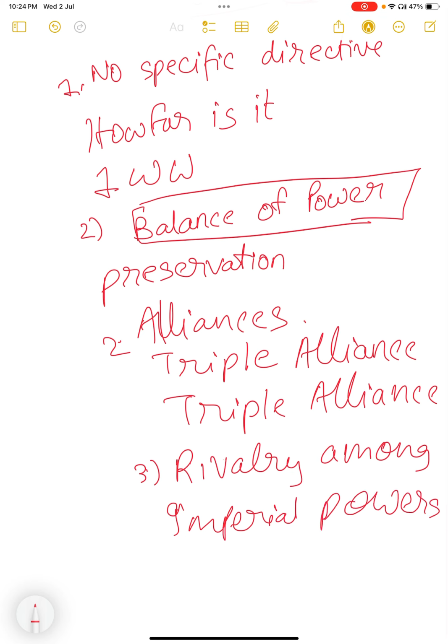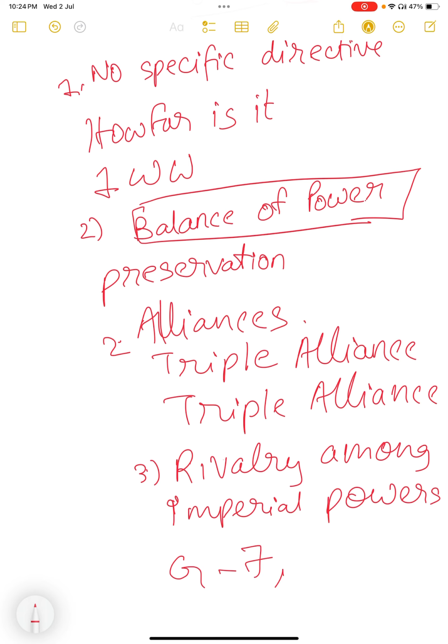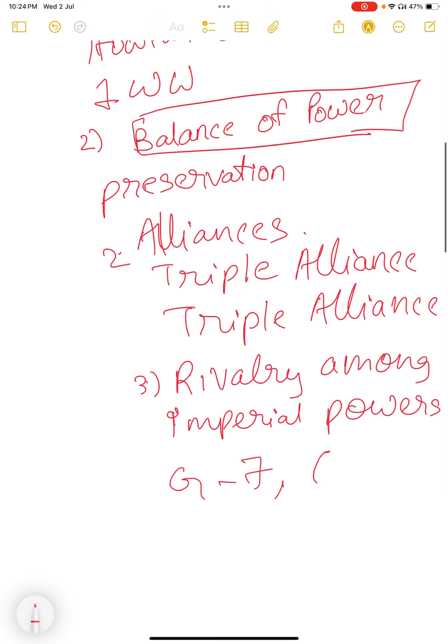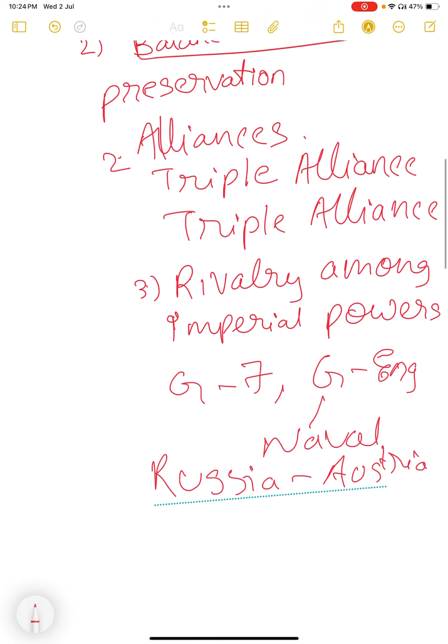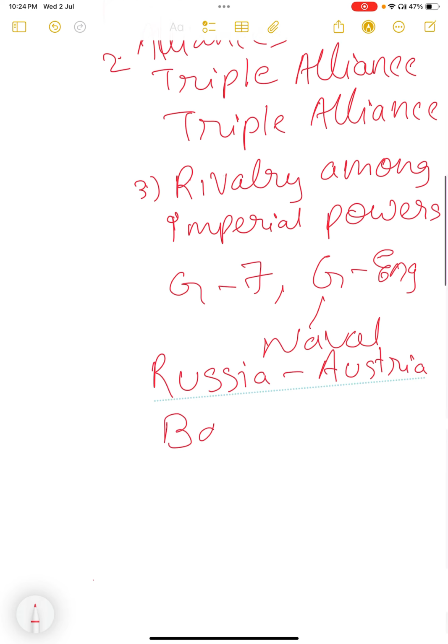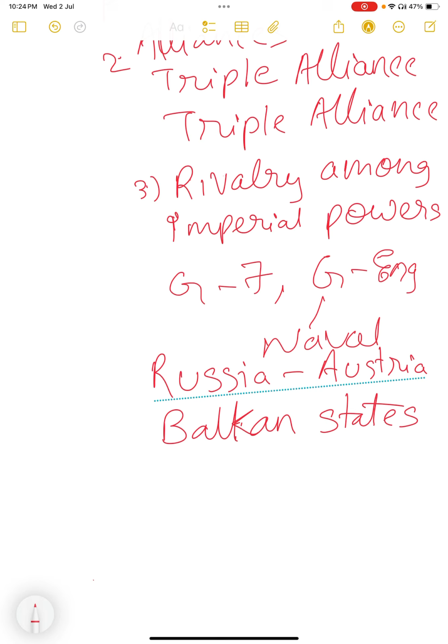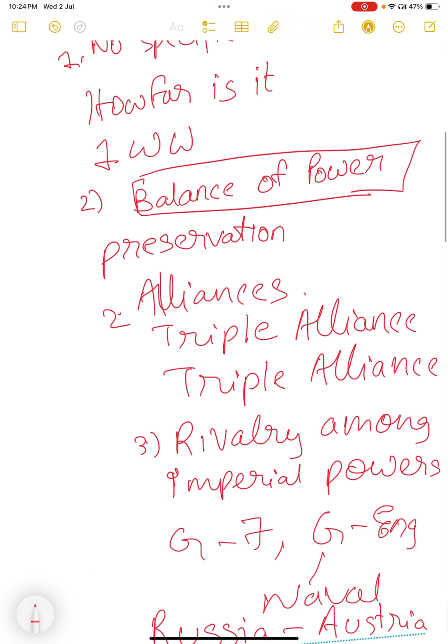especially Germany versus France, Germany versus England, especially over naval supremacy, and Russia and Austria over the control of the Balkan states. These and other aspects form important topics to be mentioned in terms of balance of power.